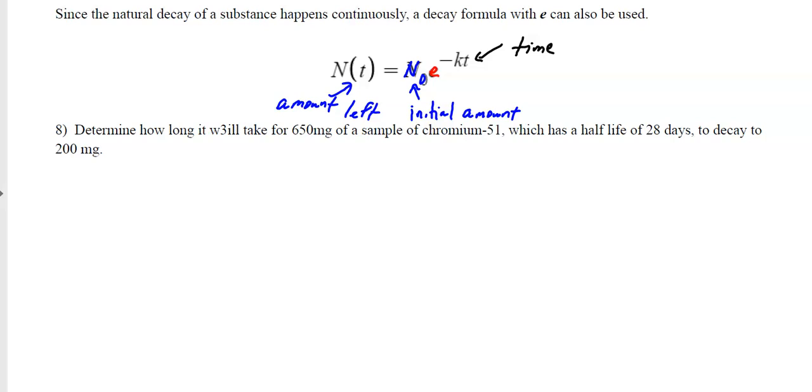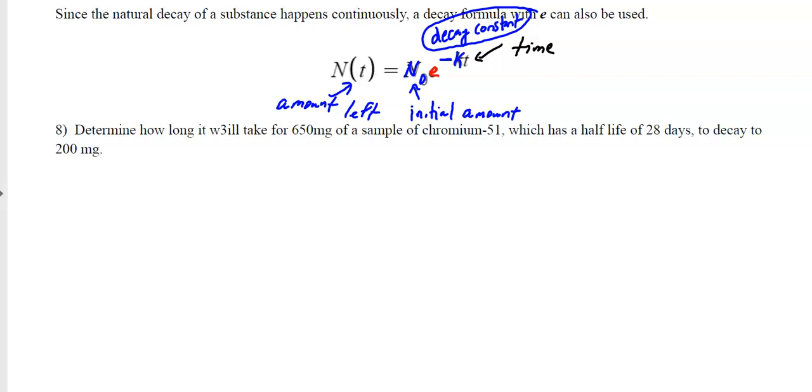And then you have this tricky part. I wish I had another color here that I hadn't used. But you have this negative K, and this is called the decay constant. This is the most important piece of this formula. That's the hard part of this formula.